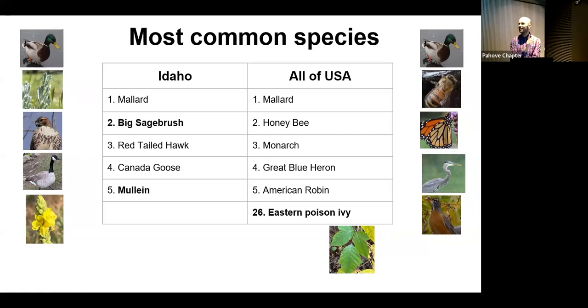In the rest of the USA, the top 20 or so is all birds and common insects. Like the monarch, the honeybee. The most common plant considering all the USA is poison ivy, at 20-something. So yeah, people in Idaho, when using iNaturalist, really like taking photos of plants and getting plant IDs more than anything else.